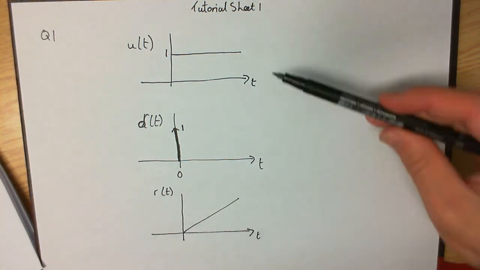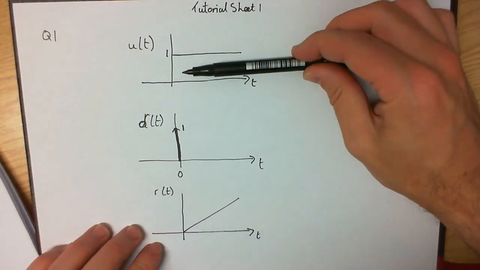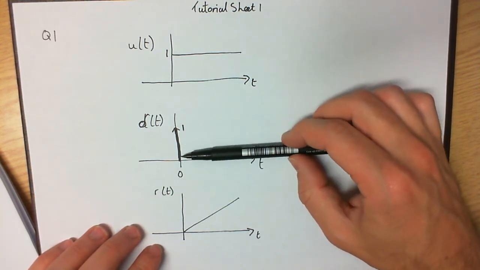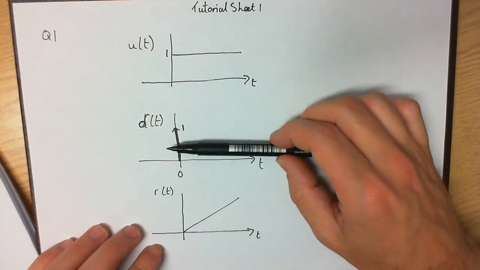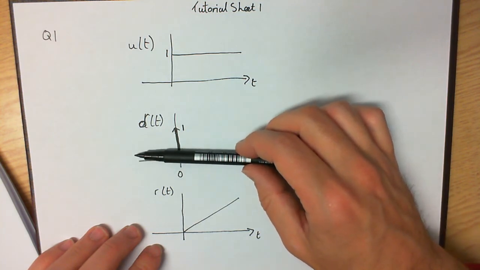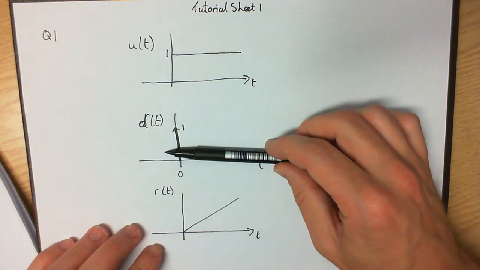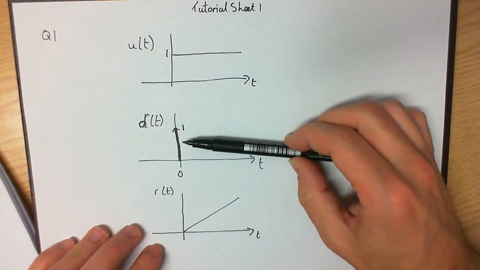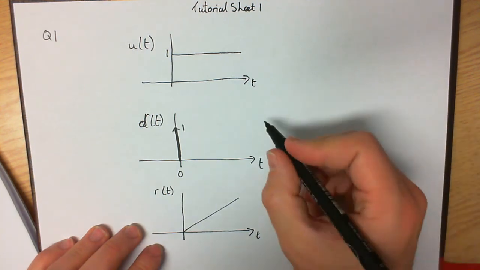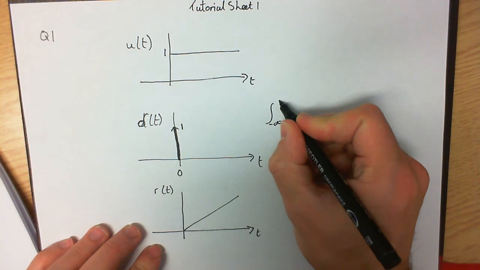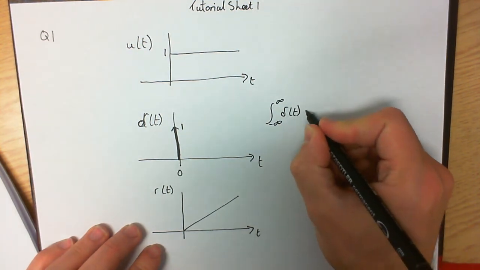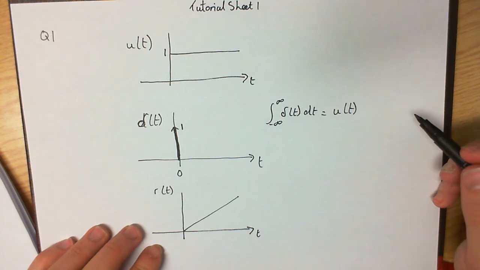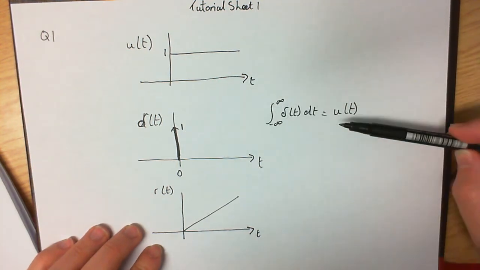So the question is asking, how is the unit step function related to the impulse and the ramp? Well, if we look at the impulse function, we know that this function has an area of 1. Now if we were to integrate that function, for t less than 0 we have nothing. And then as soon as t equals 0, we have an area of 1. And then obviously the function goes back to 0 again, so nothing changes. So the integral from minus infinity to infinity of the impulse with respect to t is actually equal to the unit step. So the integral of the impulse is equal to the unit step function.